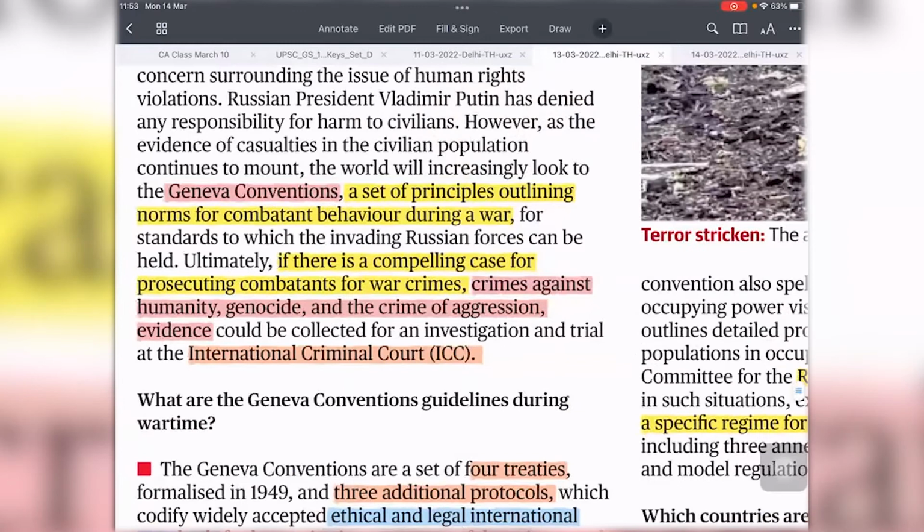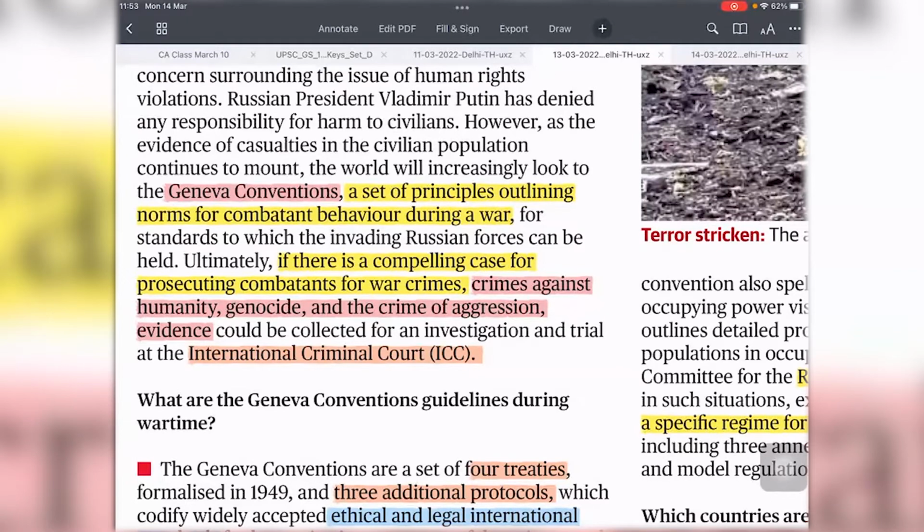So basically, the Geneva Convention was in the news last time in the context of India, in Abhinandan's case. The pilot who crashed in Pakistan was considered a prisoner of war, but he was safely returned to India. That was entirely done under the Geneva Convention. So the Geneva Convention is about prisoners of war.